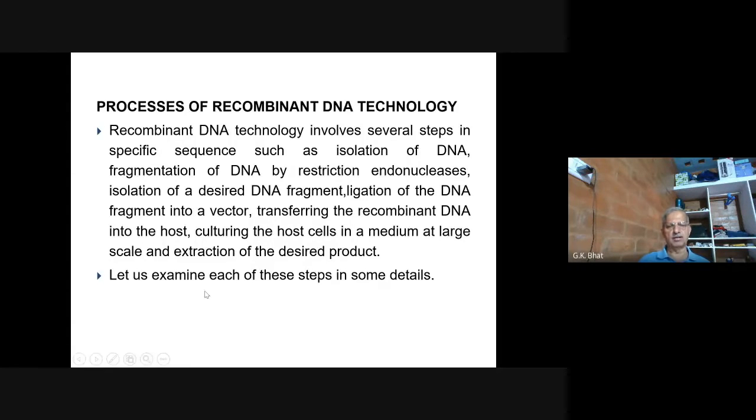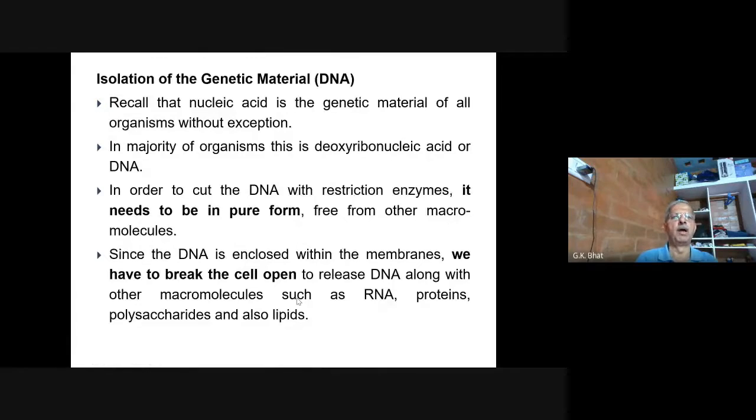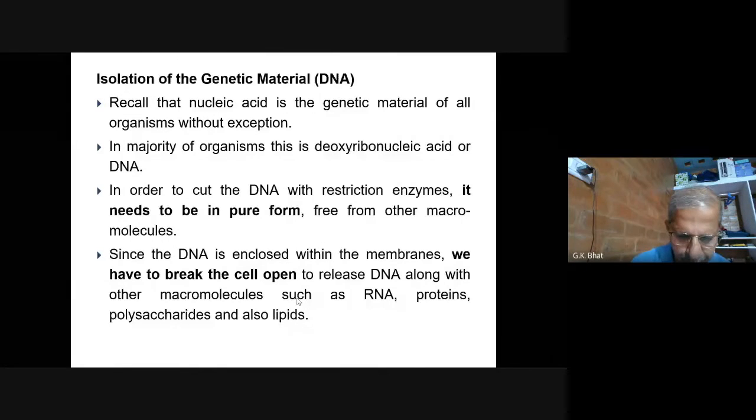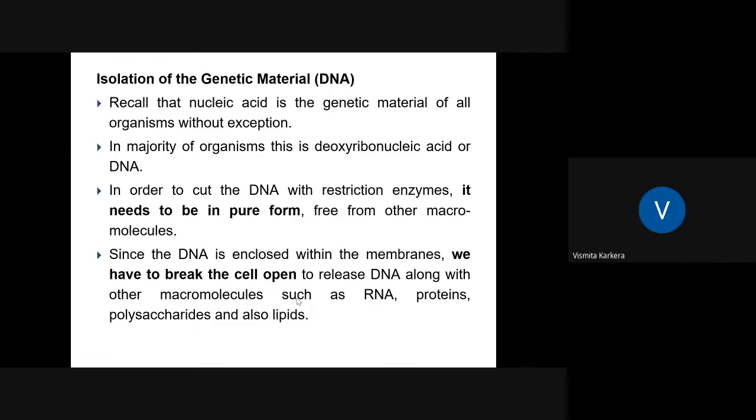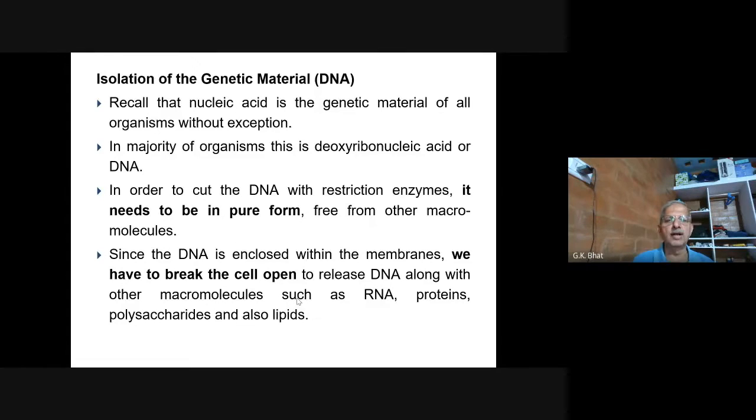So now let us examine each of these steps in some detail. Isolation of genetic material. What is that genetic material we called so far? What is that? Desired gene. Recall that nucleic acid is the genetic material of all organisms without exception. In the majority of organisms, this is deoxyribonucleic acid or DNA.